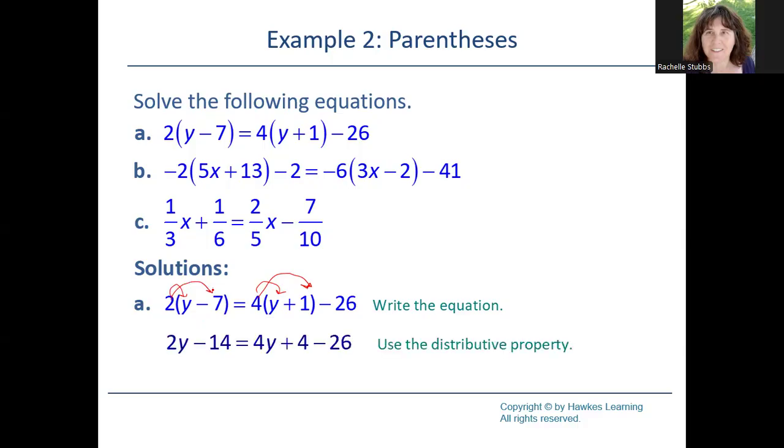So we distribute. And now on the right-hand side, we've got some like terms that can be collected. So we'll collect those.